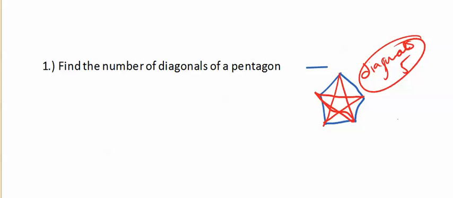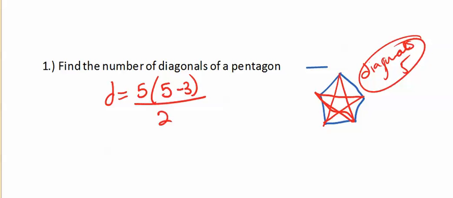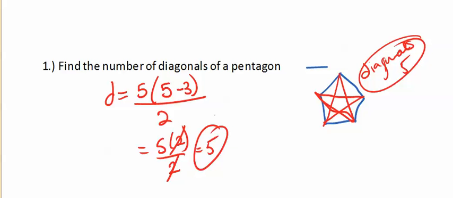So the best, again, is to use our diagonal formula. So we're going to take D equals the number of sides, which is 5, times the number of sides minus 3. Divide that by 2. You get 5 times 2 over 2. The 5's cancel out. And you'll see it's the same as what we got as if we were drawing it.